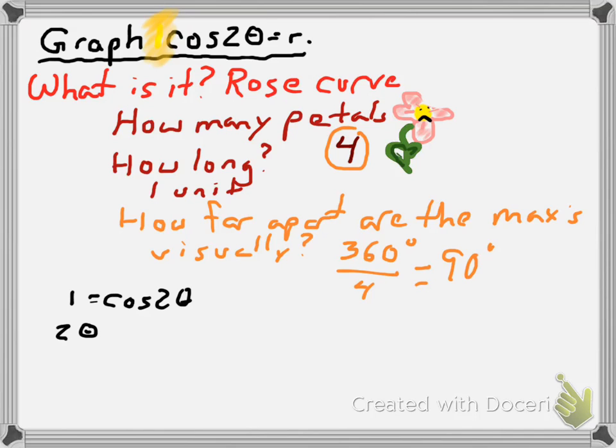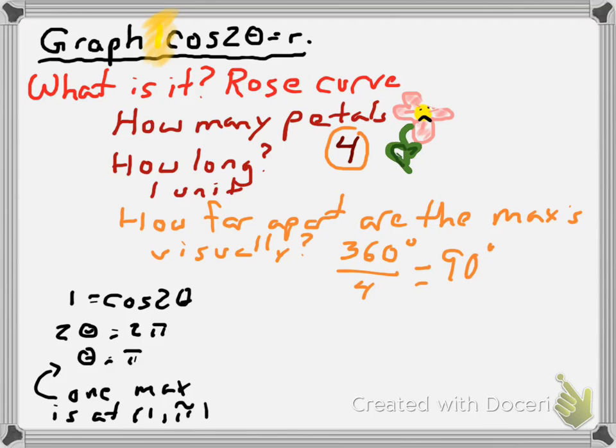So now, let's see. I need to figure out where one of those maximums occur. Well, a maximum is going to be when the cosine is at its maximum, so that means I set it equal to 1. And then, of course, the cosine of 2 theta is going to be equal to 1 at 2 pi, for example. So I divided by 2, got my pi, and that means that the maximum is going to be at 1 comma pi. Now it's usually best to put it as that polar coordinate pair, so 1 comma pi instead of just saying pi is a better way of saying it.